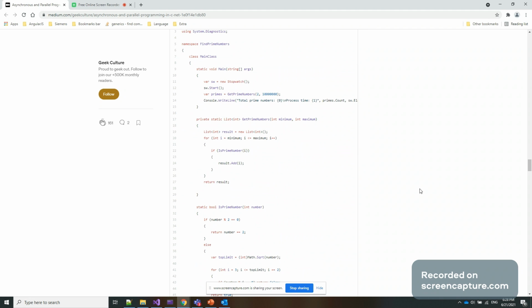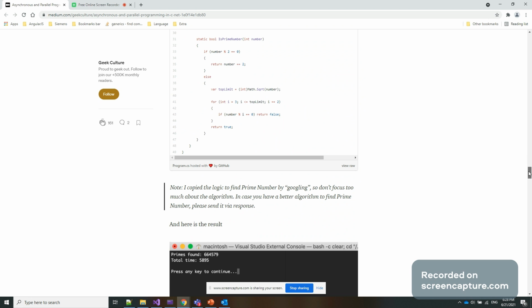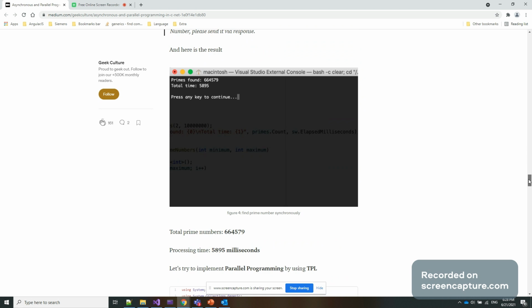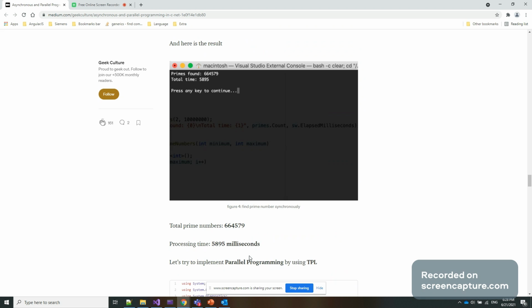I will quickly jump onto the result side. In the result you can see the total prime numbers we found is this much, and the processing time taken is 5895 milliseconds. Now we are doing the same example with the TPL.